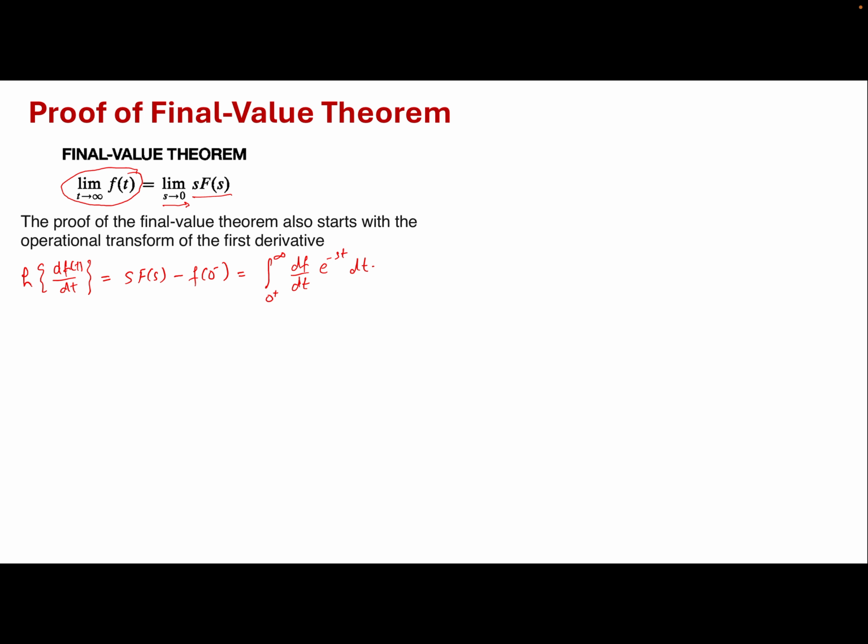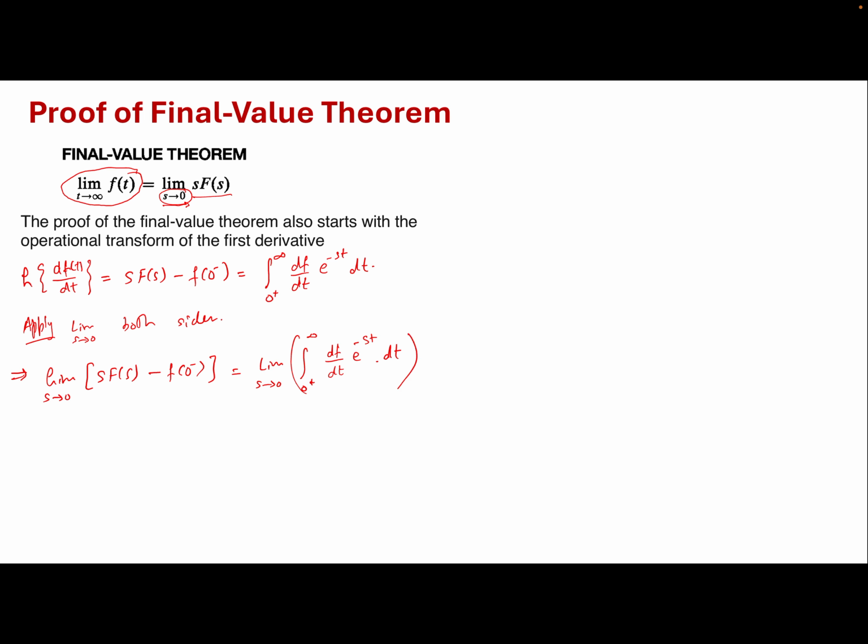Okay, nice. So we ended up getting this, and then I'm going to apply the limit as s approaches 0 on both sides. So I will get the limit as s approaches 0 of s F of s minus f of 0 negative, equals the limit as s approaches 0 of the integral from 0 positive to infinity of df over dt times e raised to the power minus st times dt. Okay, so this is interesting.